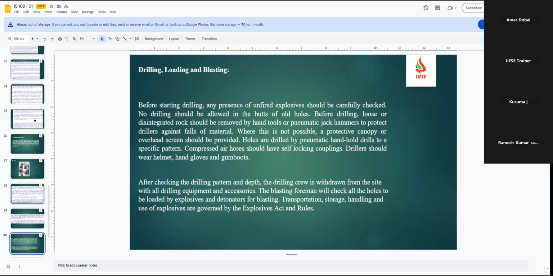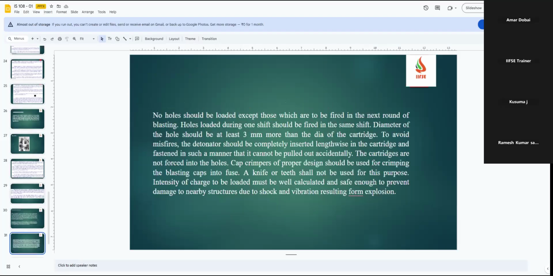After checking the drilling pattern and depth, the drilling crew is withdrawn from the site with all the drilling equipment and accessories. Then the blasting foreman will check all the holes to be loaded by the explosives and detonators for the blasting. And transportation, storage, handling and use of explosives are governed by the Explosives Act and Rules. So these guys will have the specific license and authorization from the explosives department, which is PESO. So only those people will carry all these explosive materials and the detonators.